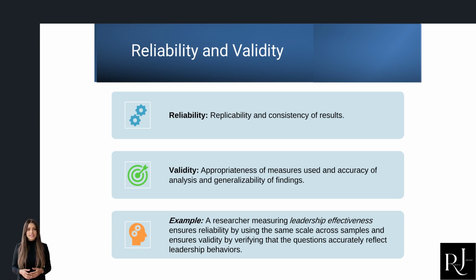A vital part of any design is ensuring reliability and validity. Reliability refers to the replicability and consistency of your results. If someone else follows your steps, will they find the same thing? Validity refers to the appropriateness of the measures used, the accuracy of the analysis, and the generalizability of the findings. For example, a researcher measuring leadership effectiveness ensures reliability by using the same validated scale across different samples.